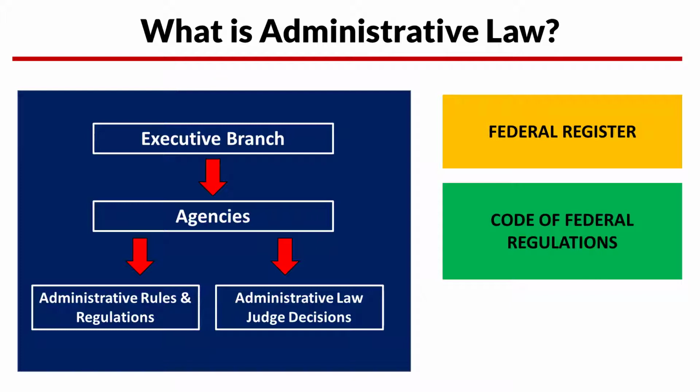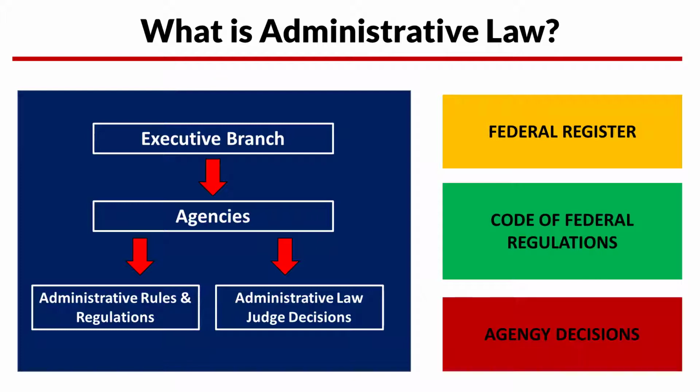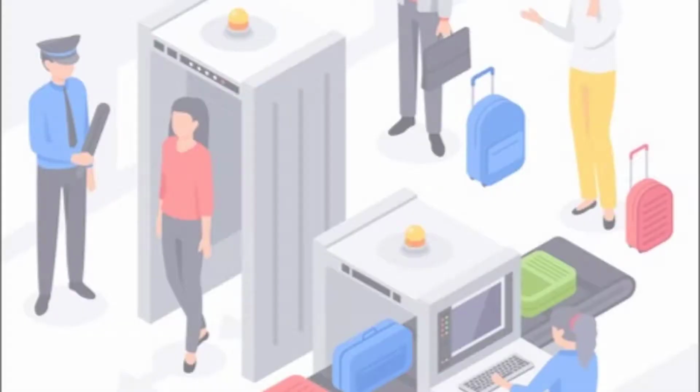In addition to the rules and regs, administrative agencies issue decisions that interpret and enforce regulations. It is important to search each of these sources because agencies can clarify laws and create new rules that must be followed. Let me give you a quick example to help you understand. We all know that in order to board a flight, we have to present a valid ID and pass through security. Why? Because that's a regulation or rule created by the Transportation Security Administration, or TSA. Let me show you how this works.